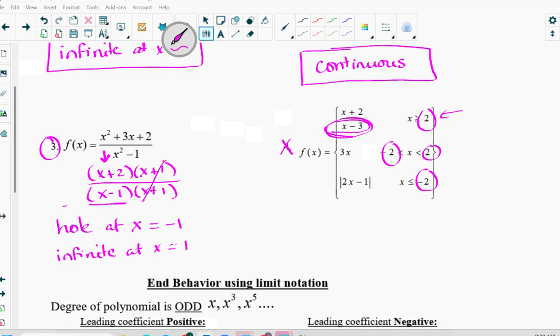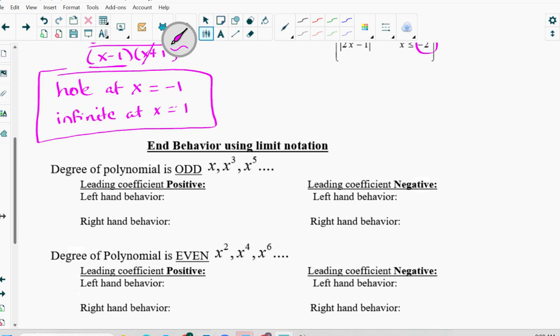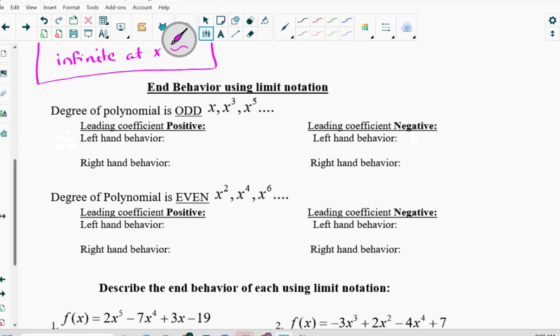All right, questions on discontinuities? It's trickier when there's more than one in the problem. Okay. All right. End behavior. We've done this before. You've done it in Algebra 2. We're just going to review reminders on what end behavior looks like, and then we're going to use what's called limit notation. It is very similar to how you wrote it before, but you're going to actually have a limit in what you write. So first, let's review end behavior.